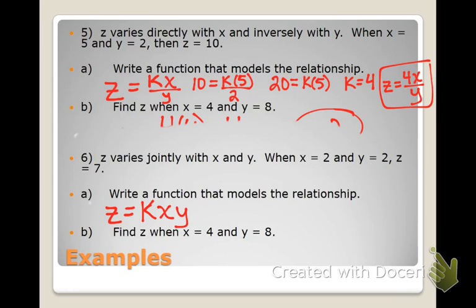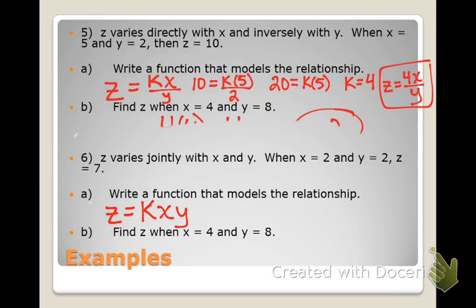And that's all that there is for that very initial generic setup. We don't have to worry about it then being inversely by another variable like we did on number 5. So using that generic setup, I want you to finish off that problem. So write a function that models the relationship, which means you're going to need to find k, and then also answer part B using that function that you come up with.